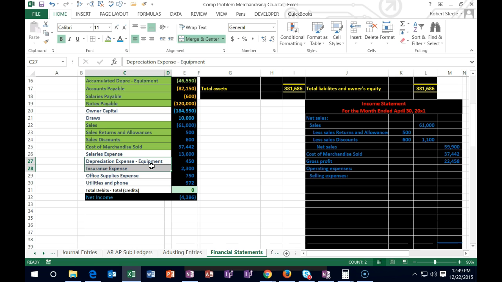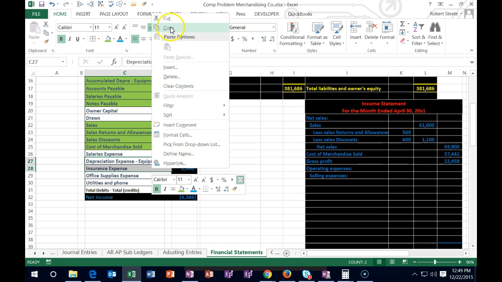So those two happen to be selling expenses. Again, I didn't really make that clear in terms of the types of accounts here or in the instructions. So if you put those in different areas, that's okay. But just look at the concept: we want to basically break those out if we're doing a multi-step income statement.